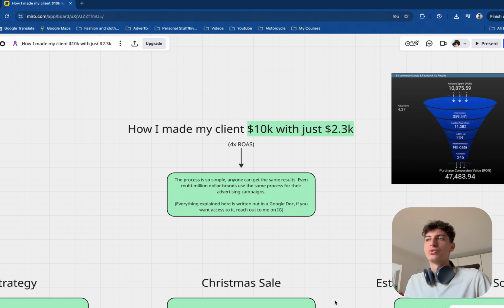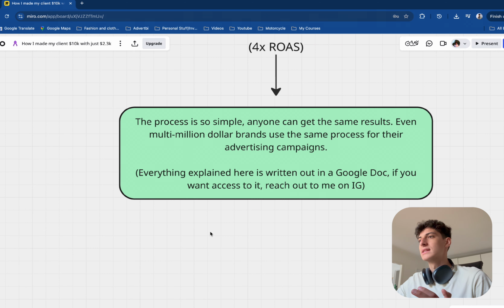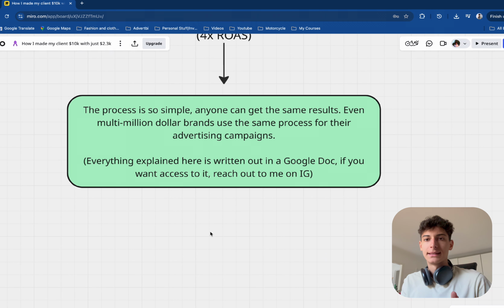And I guess that shows you that even with a small budget, you can scale your campaigns and make more money. Now, the process is so simple. Anyone can get the same results. Even multi-million dollar brands use the same process for their advertising campaigns.